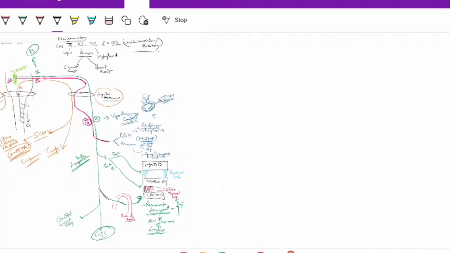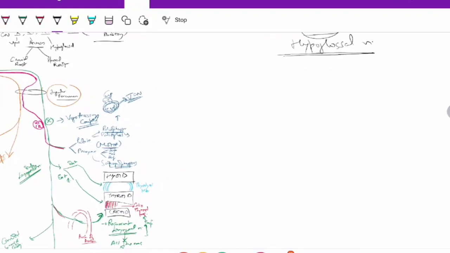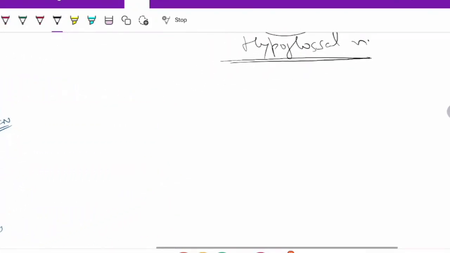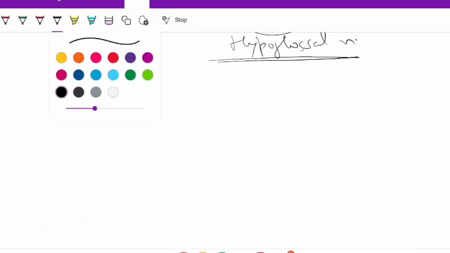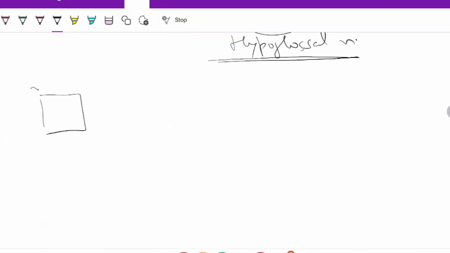Now we'll move to the 12th cranial nerve. The 12th cranial nerve is also known as the hypoglossal nerve. Now we'll start with the hypoglossal nerve. From our knowledge, it originates from the medulla. What does the hypoglossal do? It is responsible for the motor supply of all the muscles of your tongue. Motor supply, not the sensory.